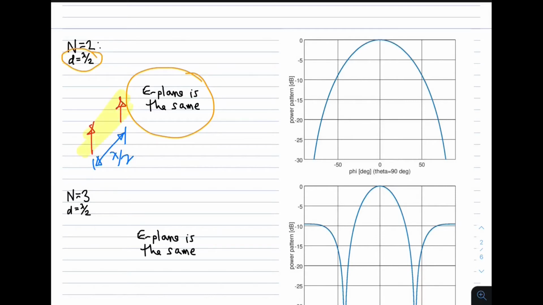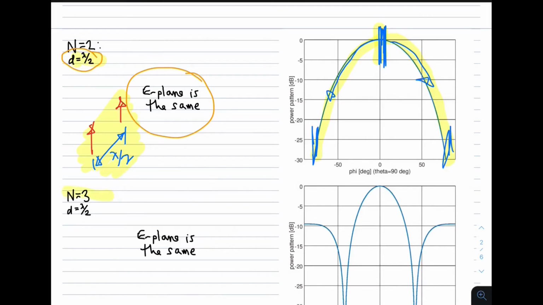If I choose the spacing between these elements to be wavelength by 2, as I've indicated here, then the H-plane will now look like this. So now the H-plane indicates some directivity. The maximum directivity is broadside to the array. It's right about here. And of course it falls off as you go towards end fire.